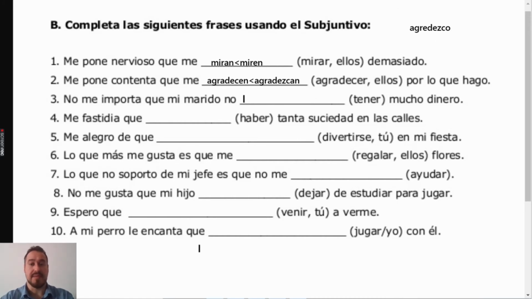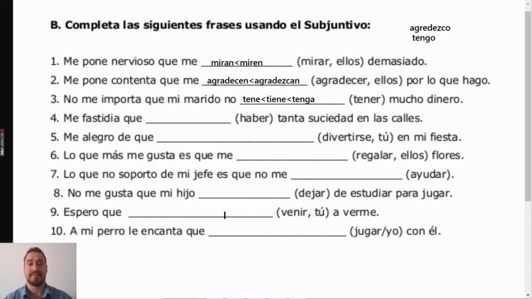No me importa que mi marido. Okay, so this is actually wrong. So tiene, this is he has, and subjunctive is tenga. Why? Again, because I have is tengo. I have to talk about this, don't worry.